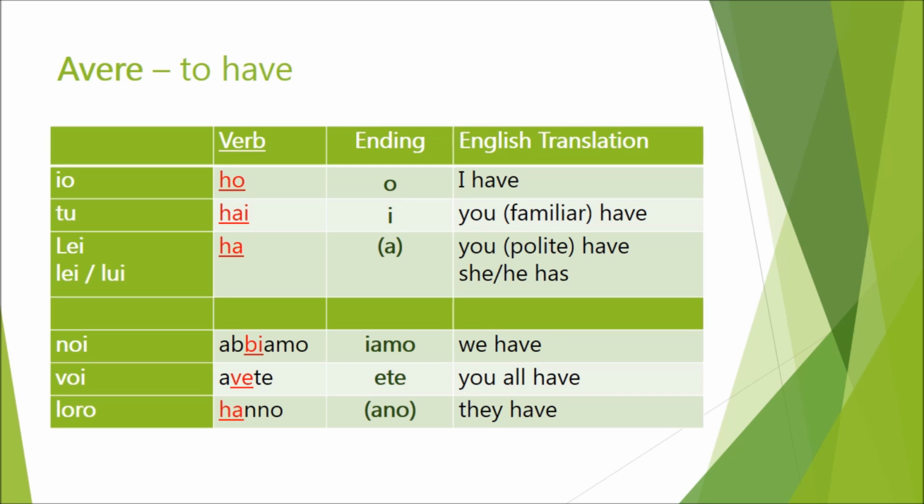Avere, to have. Io ho, I have. Tu hai, you familiar have. Lei, lui ha, you polite have. She has. He has. Noi abbiamo, we have. Voi avete, you all have. Loro hanno, they have.